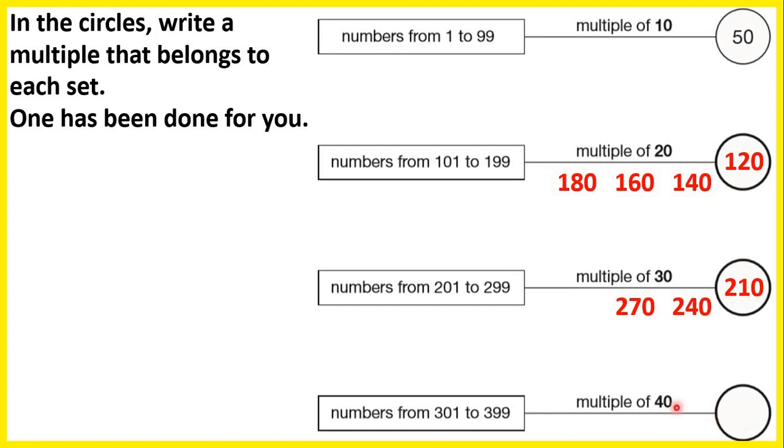And now here we need a multiple of 40 that's from 301 to 399. Again, if we know our 4 times table, we can work out our 40 times table. We know that 8 times 4 is 32, so that means 8 times 40, so 8 times 4 with a 0 on the end, will be 32 with a 0 on the end, so 320. We could also have 360 because that's also between 301 and 399.